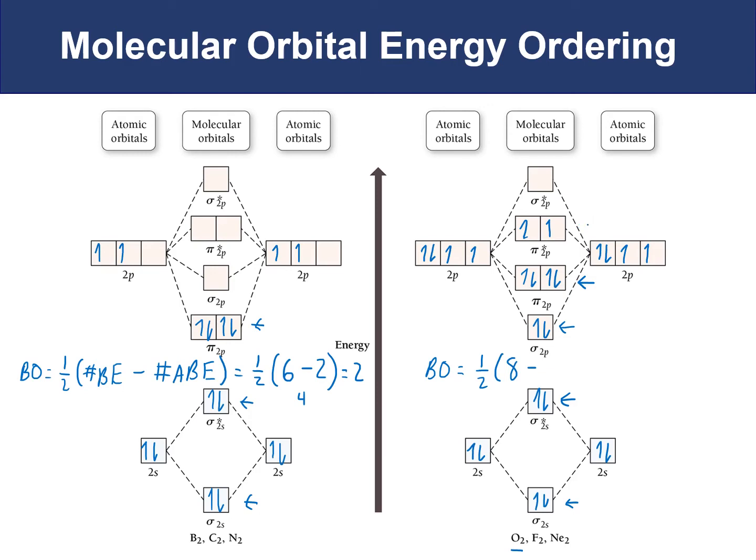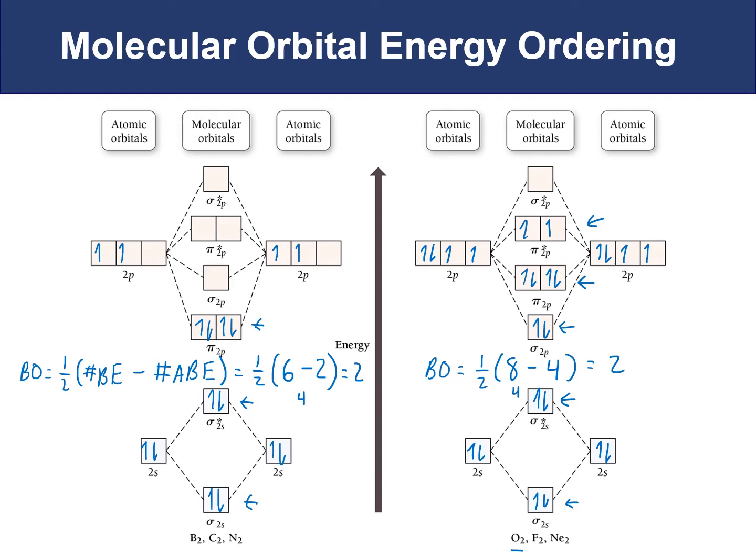Then we have 2 that are occupying our pi anti-bonding. So that's a total of 4. 8 minus 4 is 4. 1/2 of 4 is 2. So our bond order from oxygen, we would expect it to be 2.